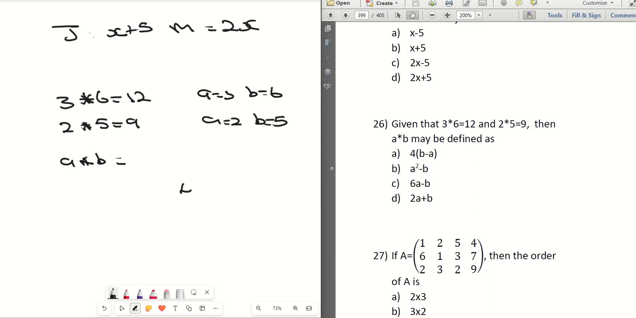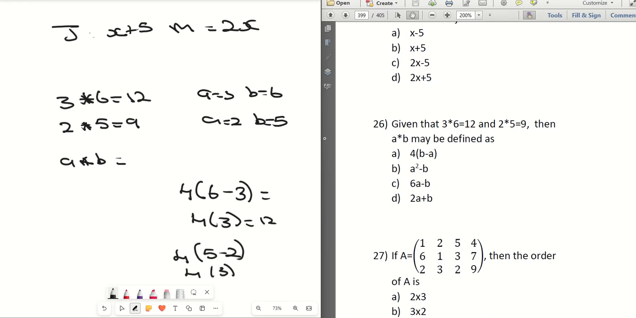Let's see. 4 multiplied by 6 minus 3 is indeed 4 by 3, which is equal to 12. Let's see if it works for the second one. That's 4 by 5 minus 2. That's 4 by 3 is equal to 12. We want 9. So you know A is out of the question, right? You know that's 3 squared minus 6. That's 9 minus 6. 9 minus 6 is not 12. So you know that B is out of the question, right?